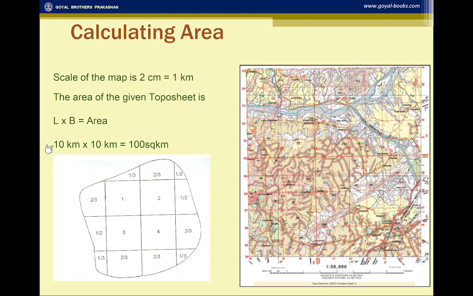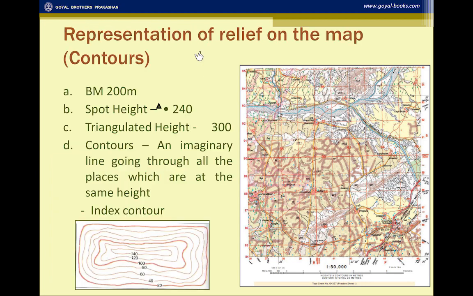But sometimes when the square is less than half, we leave it, discard it, and if the square is more than half but less than full, we can take it as full. This is the rule when we are calculating the area.